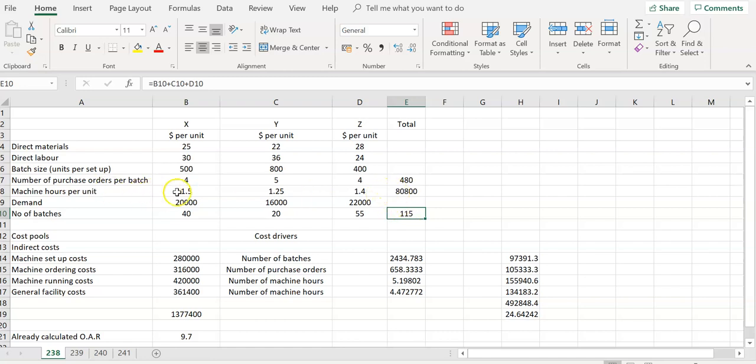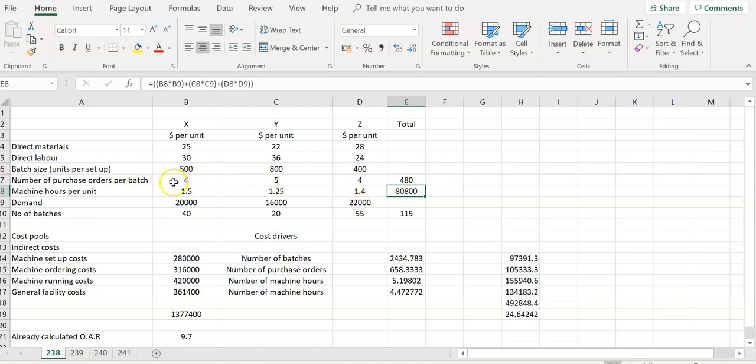And in terms of machine hours here, if it's 1.5 machine hours per unit, then the total number of machine hours for X must be 1.5 times 20,000, this will be 1.25 times 16,000, this will be 1.4 times 22,000. If you look at my formula here, I'm literally multiplying the machine hours times the demand, machine hours times demand, machine hours times demand.